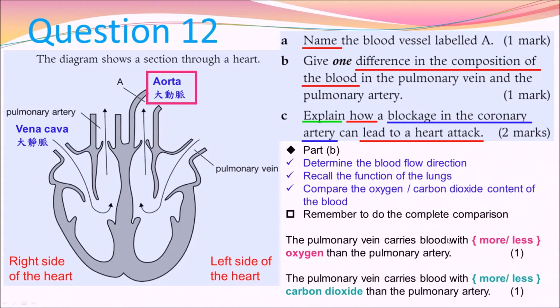The pulmonary vein carries blood with more or less oxygen than the pulmonary artery, or from the point of view of carbon dioxide, to compare the concentration, the pulmonary vein carries blood with more or less carbon dioxide than the pulmonary artery. So you know the name, and then you know the blood flow direction, and then I think you can know which blood vessel is carrying oxygenated blood or deoxygenated blood.